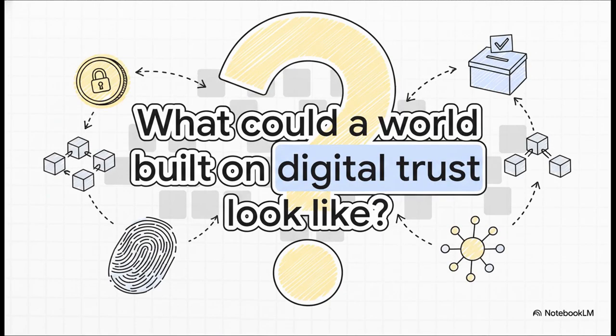So now that you understand the fundamental building blocks, it leaves us with a really fascinating question. What could a world actually look like when it's built on this new kind of digital trust, without the need for all those middlemen? That's the question that's driving all kinds of innovation in areas far beyond just currency, from making supply chains more transparent to building entirely new systems for voting.